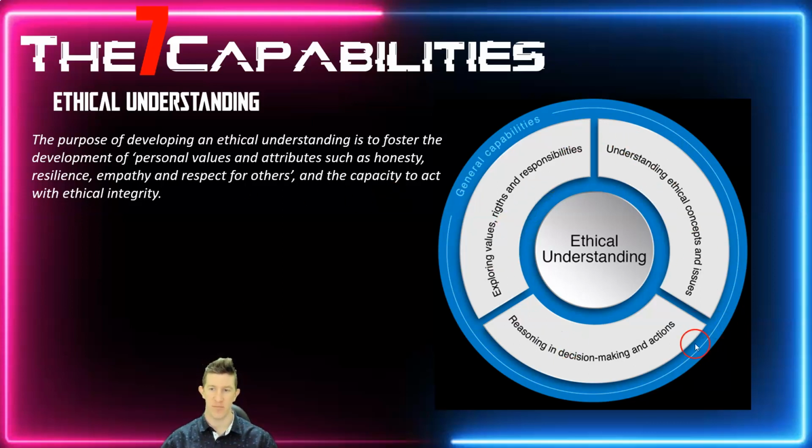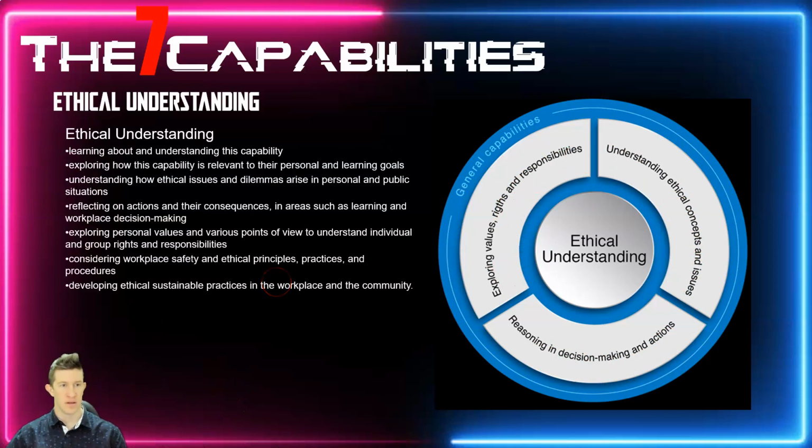And this is what they've broken the ethical understanding down into: understanding ethical concepts and issues, reasoning in decision-making and actions, exploring values, rights, and responsibilities. So the SACE learning outcomes for this are about learning and understanding this capability, what it's about, why it's important, understanding how ethical issues and dilemmas arise in personal and public situations, and reflecting on actions and their consequences in areas such as learning and workplace decision-making.